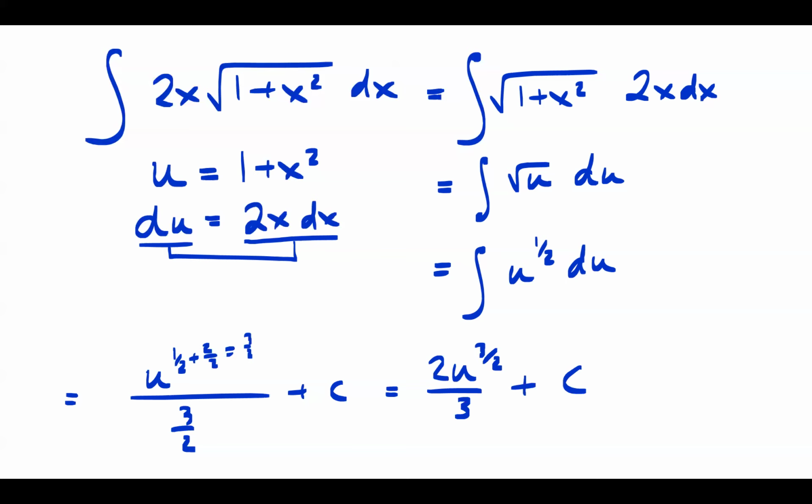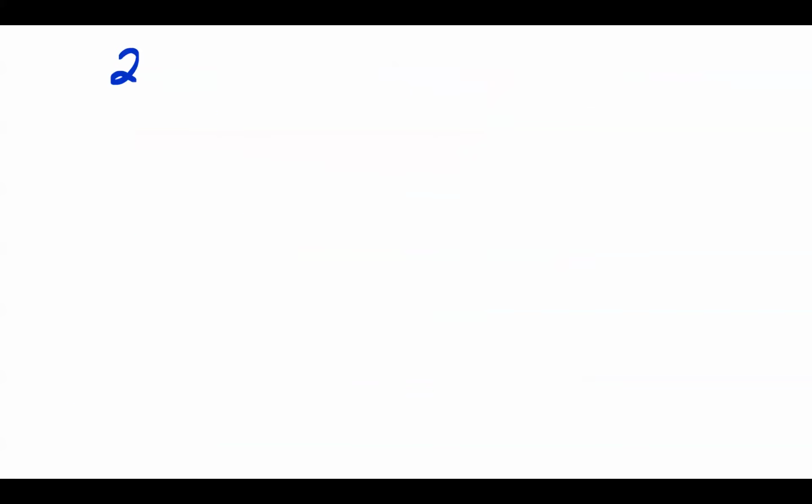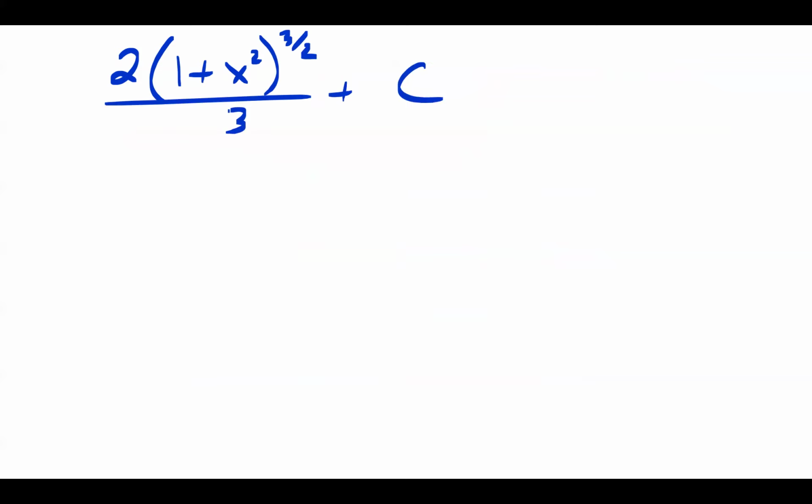So now notice our answer is in terms of u, and that's not what we originally started off with. We started off with x's, right? So we're going to back substitute what we originally substituted. Can you back substitute the u? We're going to rewrite it exactly the way it was, except in place of u, we put 1 plus x squared. So final answer: 1 plus x squared to the power of 3/2 over 3, plus c. Are we good there?